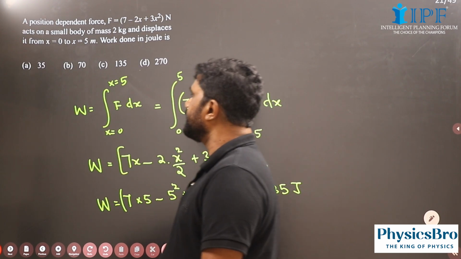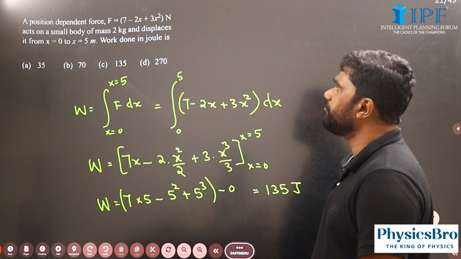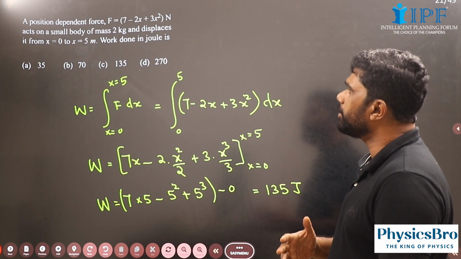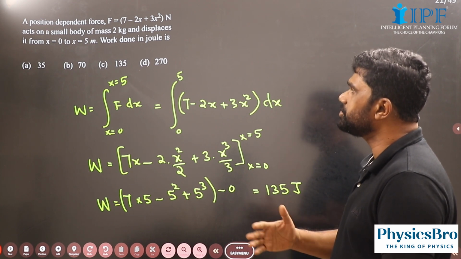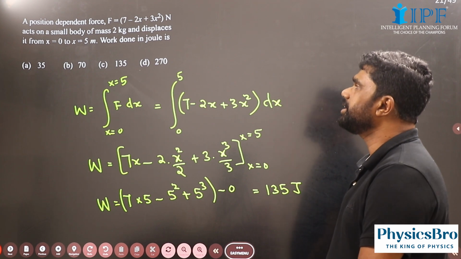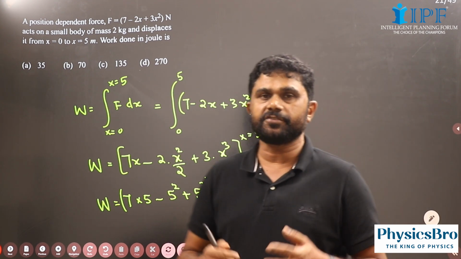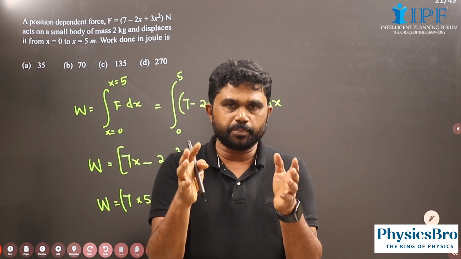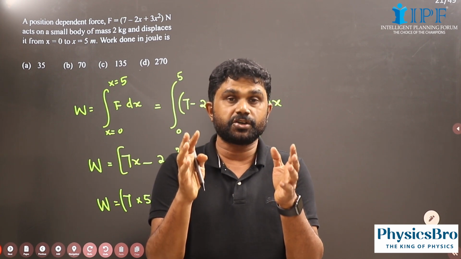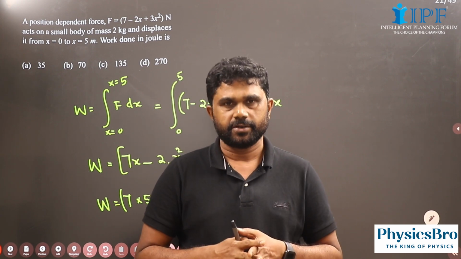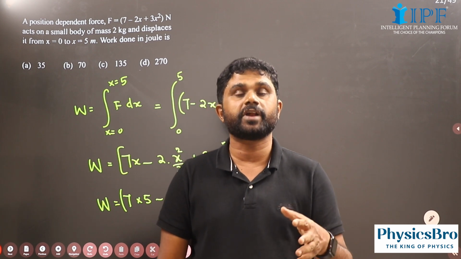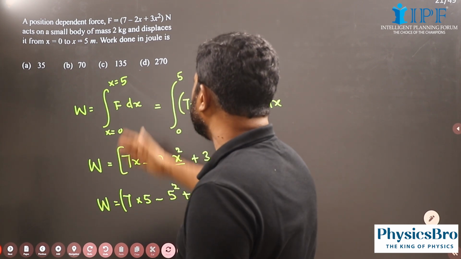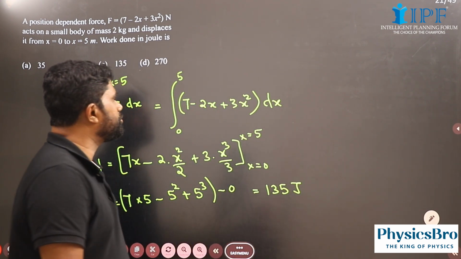Right? See the next question: a position dependent force acts on a small body of mass 2 kilogram and displaces it from x equal to 0 to x equal to 5. Work done in joules is? See here the force is not constant. If the force is constant, you can simply find the work done as the dot product of force and displacement. When the force is not constant, you will have to integrate. So let's integrate force with respect to x from 0 to 5.